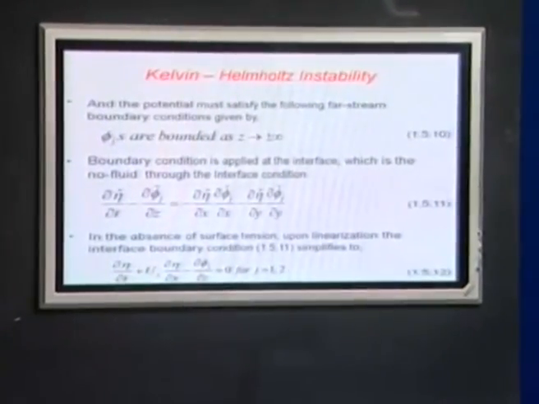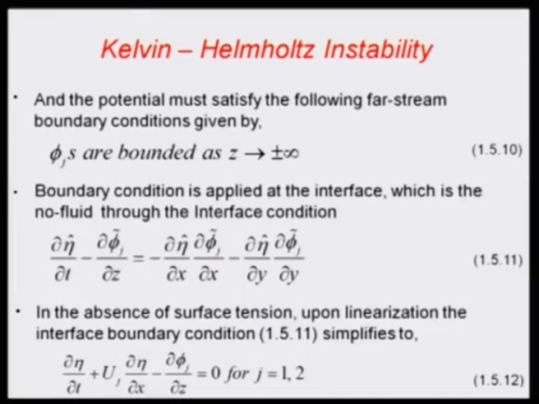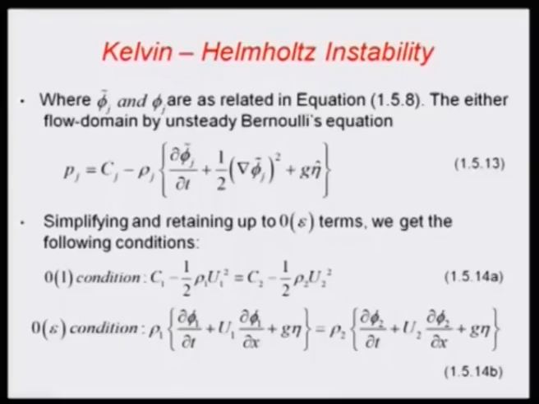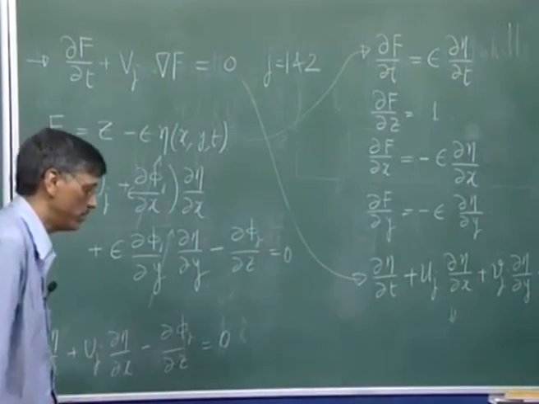So, this is applying the boundary condition and linearizing. We have removed the epsilon square term; we have kept the term only up to order epsilon. That is what your 5.12 is. Okay. And then what we could do is do something more. Now, we have gotten the boundary condition here at the interface like this.